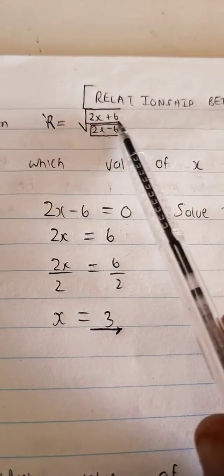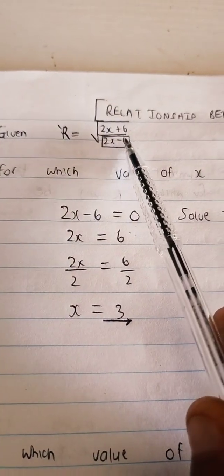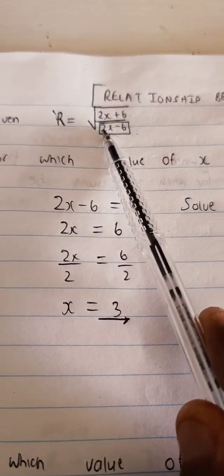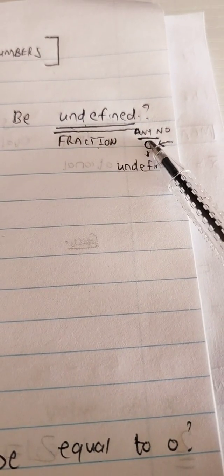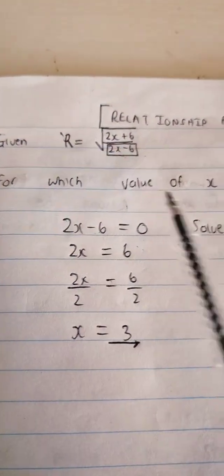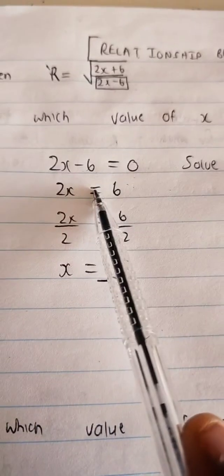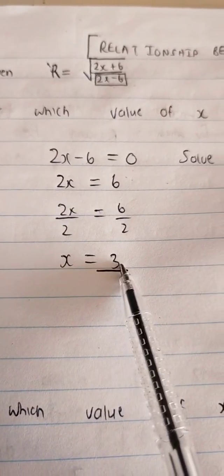So therefore, our intention to find the value of x that will lead to r being undefined means that we need to take this 2x minus 6 in the denominator. Our intention is: what value of x do we need to substitute in the denominator to make the denominator become 0, because that will mean r will be undefined. So we need to find that value of x. We take what's in the denominator and equate it to 0. So 2x minus 6 equals 0. We then solve for x, and we get x is equal to 3.